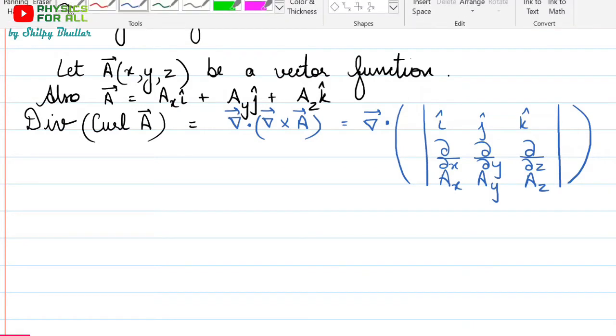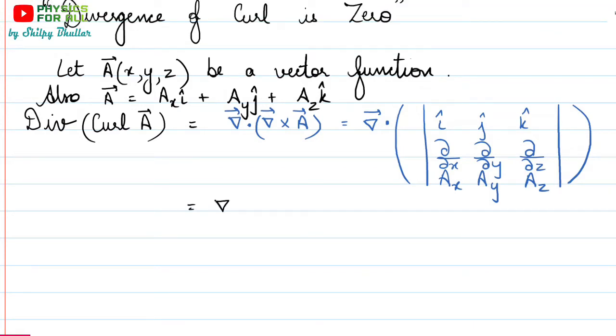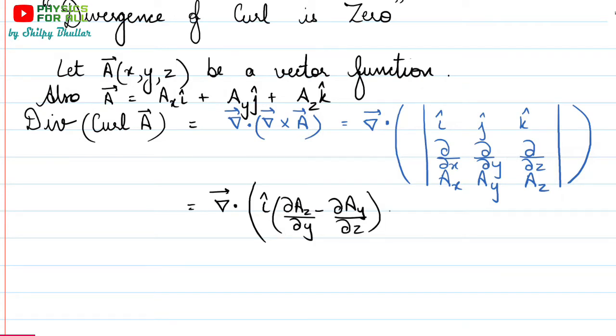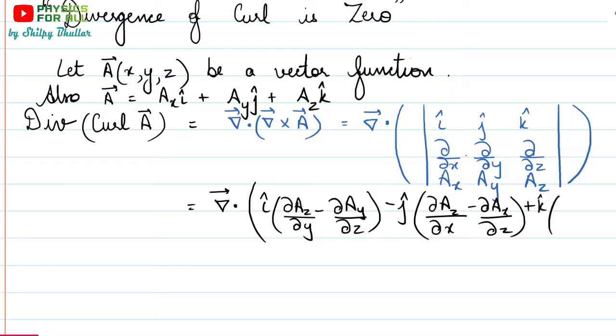So now let's solve it. Del dot will remain as it is. And now you know how to find the cross product. First comes the i cap, and it will be the cross product between these two. Then comes the j cap with a minus sign, and j is the cross product between these two. Then comes the k cap, and k cap is the cross product between these two. This is it.